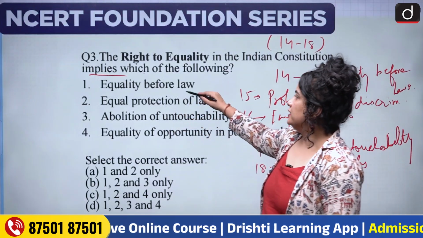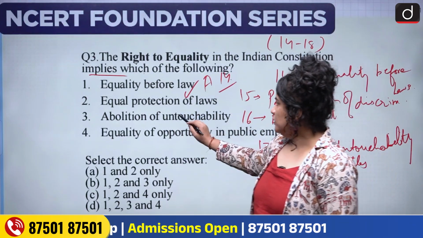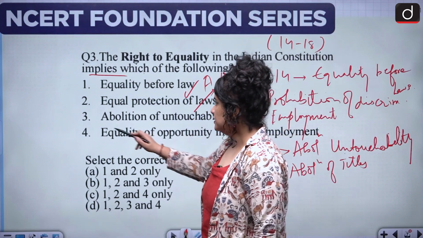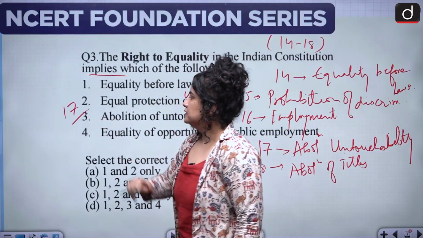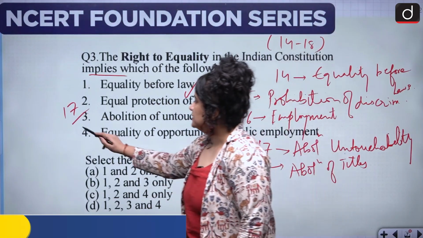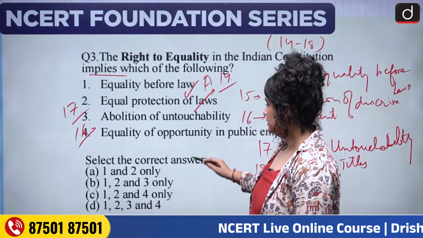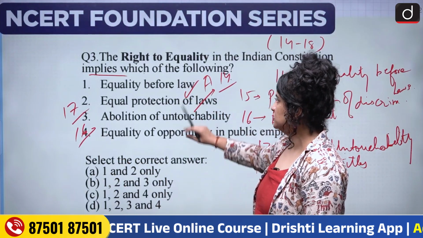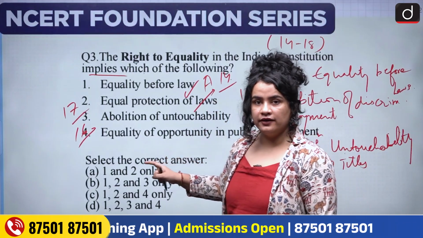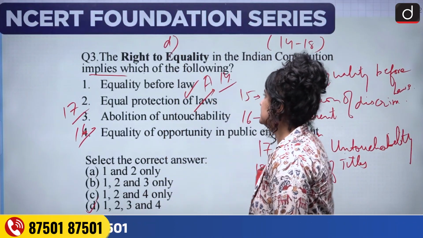Equality before law, yes, Article 14. Equal protection of law, again, Article 14. Abolition of untouchability, Article 17, and equality of opportunity in public employment is discussed in Article 16. So basically all your four statements, all your four implications are contained in the right to equality. Hence, option D is the correct answer.